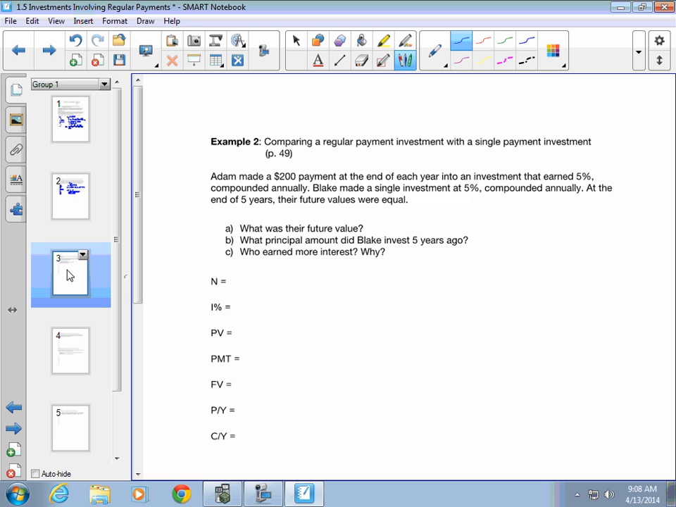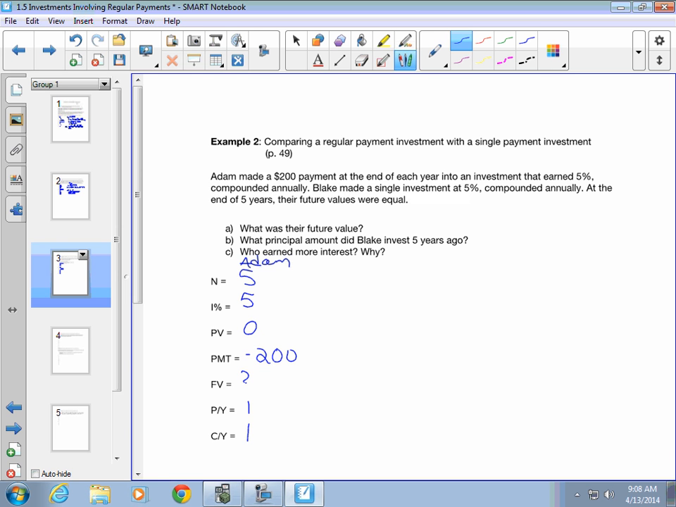So if we look at this, where are we? For Adam, the number of years that he did this was 5 years. Interest rate was 5%. Present value, we're not sure. Payments, sorry, 0, because he's starting at nothing. Future value is what we're trying to figure out. He's doing this yearly, and the interest is compounded yearly.